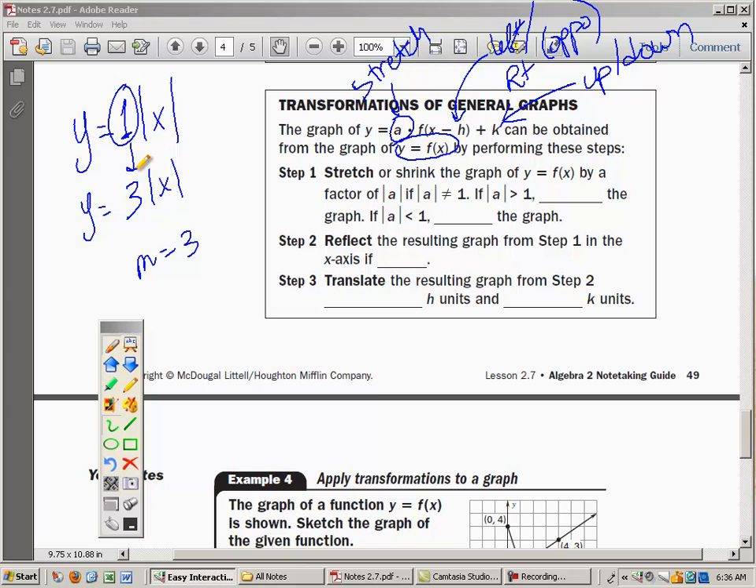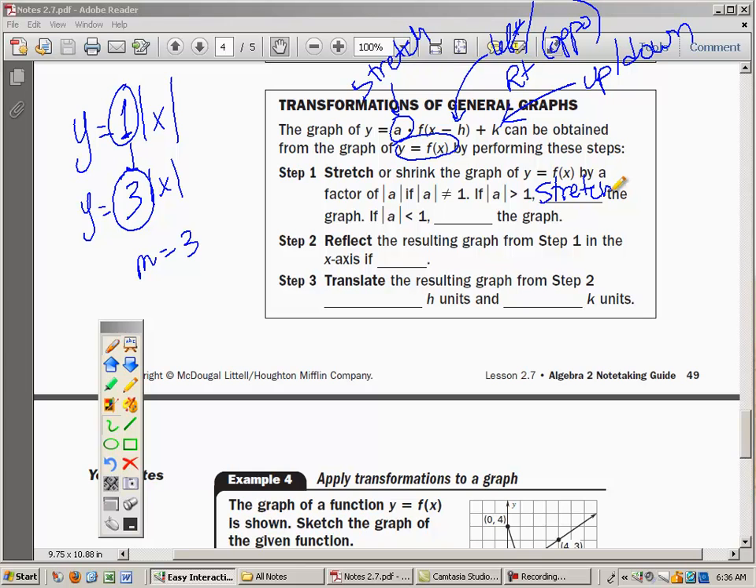Again, our parent function has a slope of 1, so when we multiply that by this coefficient a, we know that our slope is going to match. Okay? So again, the same idea here. It says stretch or shrink the graph y equals f of x by a factor of the absolute value of a if a is not equal to 1. If the absolute value of a is greater than 1, it's going to stretch the graph.